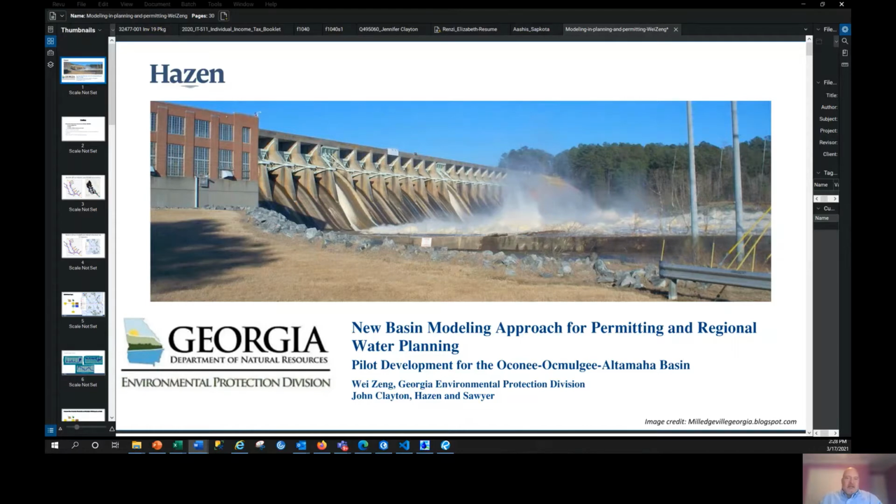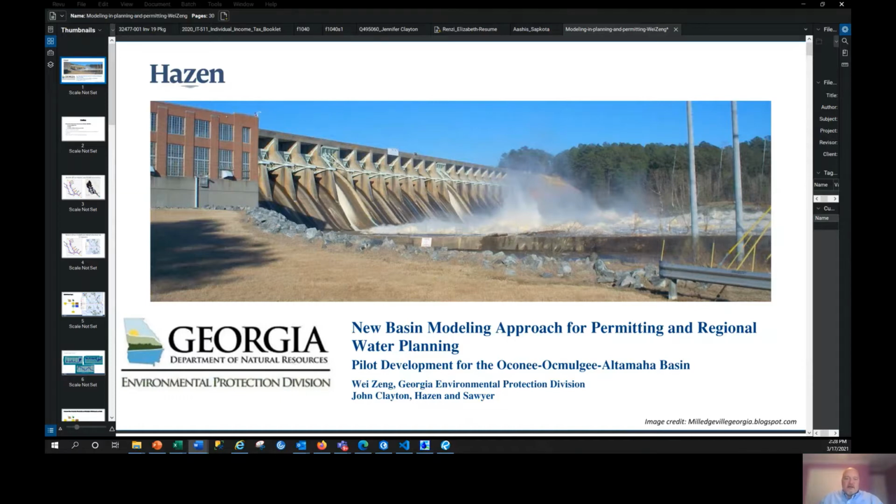The EPD and Hazen team have been working on this new approach since mid-2019, focusing on new methods for defining basin nodes and resolution, inflows, and analysis of results using a new modeling platform. Over the first year, we developed our new methods using the Oconee, Ocmulgee, and Altamaha, or OOA, basin as a pilot study. Currently, the OOA BEAM, as I show today, is undergoing final refinements.